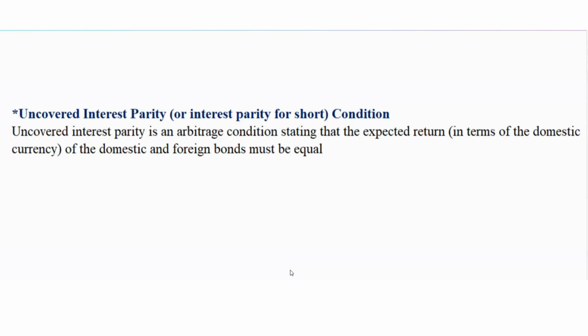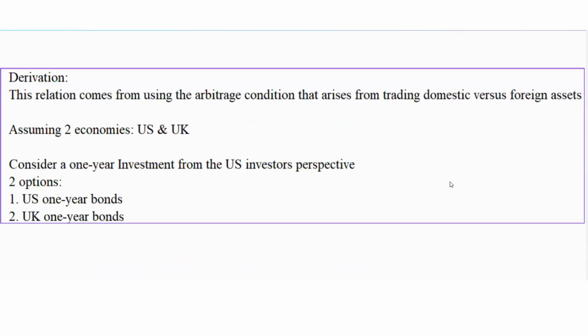One is the interest rate that you can earn on domestic bonds, and one is the interest rate that you can earn on foreign bonds. The UIP condition, the uncovered interest parity condition, says that the expected return in terms of domestic currency on domestic and foreign bonds must be equal. Since it's an arbitrage condition, we're going to derive it using the arbitrage condition that arises from trading domestic versus foreign assets. Here we're talking about domestic versus foreign bonds.